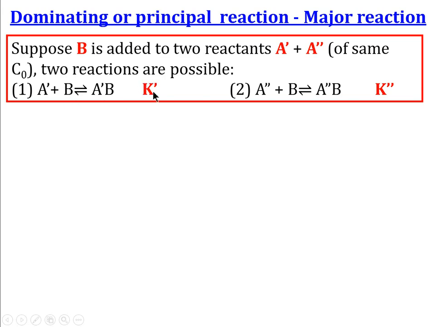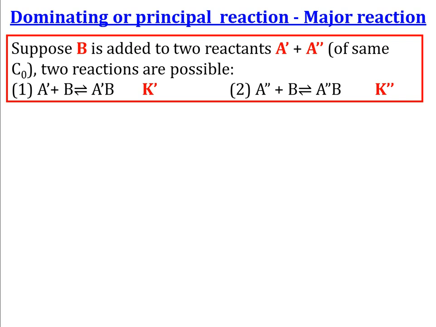The equilibrium constant is K'. And reaction 2, A'' plus B gives A''B with the equilibrium constant K''. The question is, what is the sequence of these two reactions? Does reaction 1 start first, then 2? This is a possibility. Or does 2 start first, then reaction 1? This is the second possibility. Or 1 and 2 start at the same time? This is the third possibility.